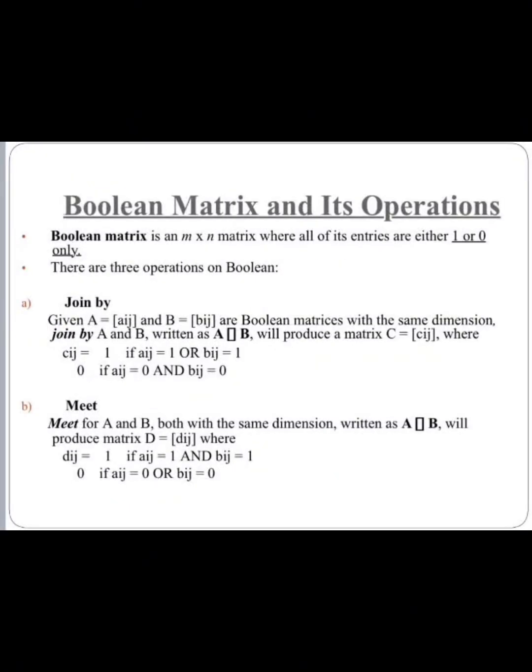A Boolean matrix is an m by n matrix where all entries are either 1 or 0. There are 3 key operations on Boolean matrices. The join operation is given for Boolean matrices A and B of the same dimension.